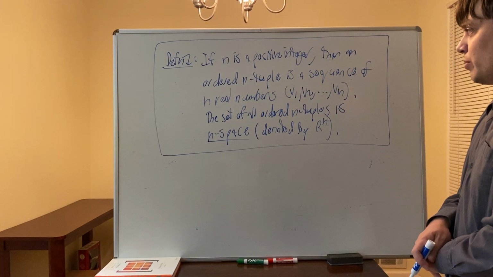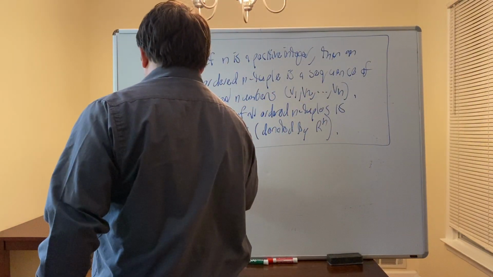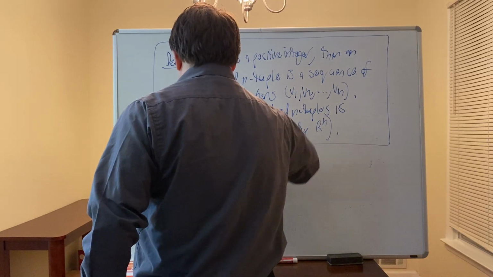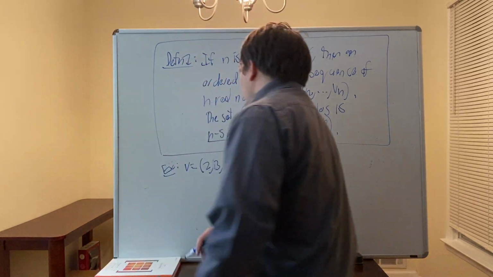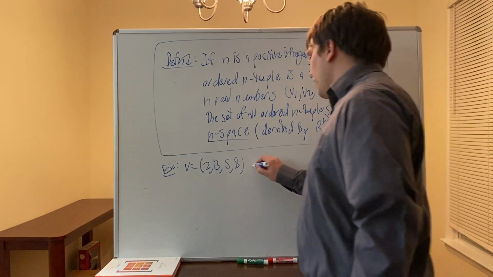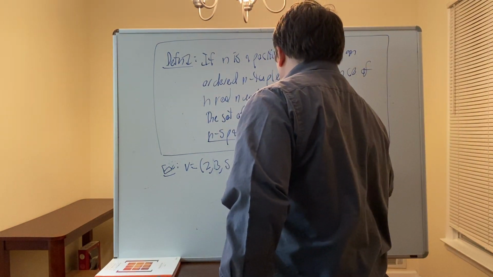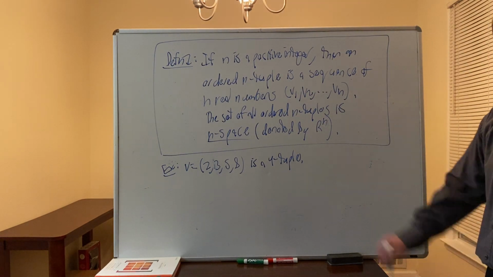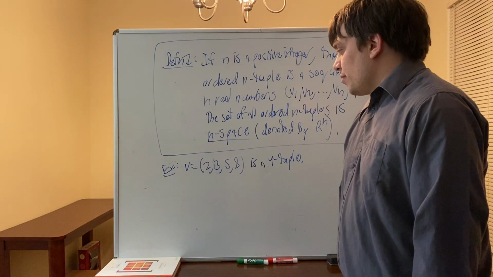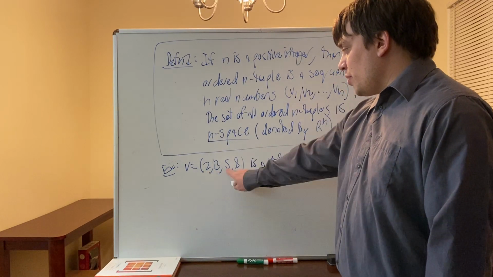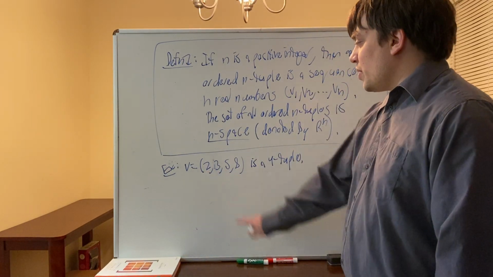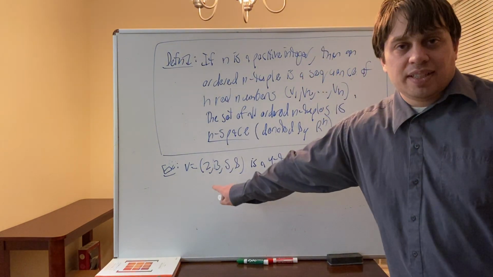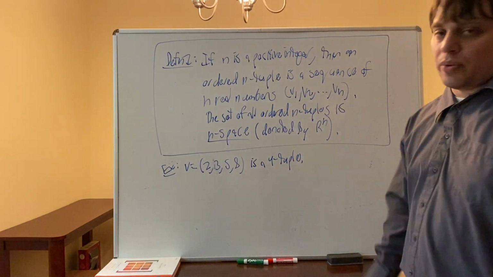Okay, so as an example, the vector v, which is 2, 3, 5, 8, is a 4-tuple. Very simple, right? v is just a sequence of 4 real numbers: first real number, second real number, third real number, fourth real number. So it's a 4-tuple.